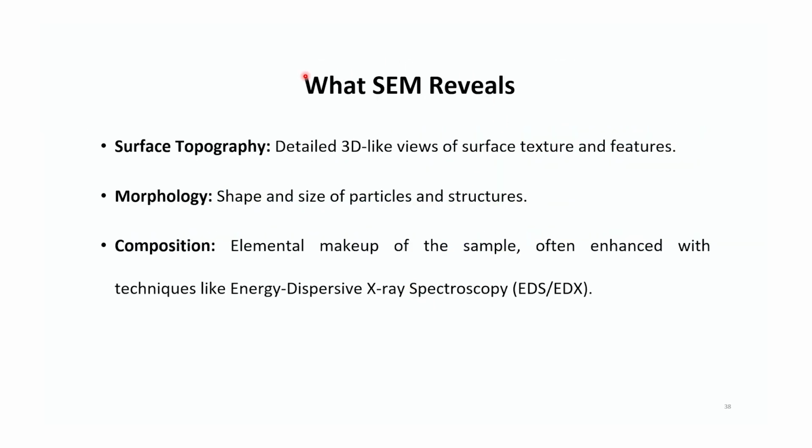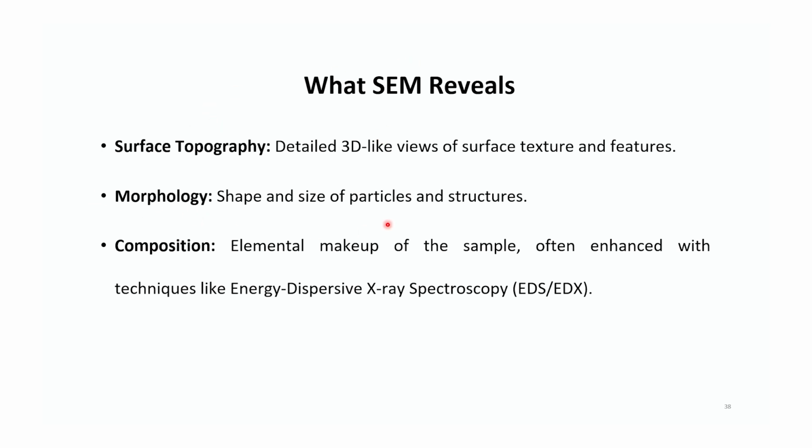So, what does scanning electron microscopy reveal? It reveals the surface topography. So, what do you see? You see a detailed 3D like view of the surface texture and features of your sample. You see a detailed 3D like image of your sample. So, you get an idea of the surface texture and topographical features of your sample via the scanning electron microscope.